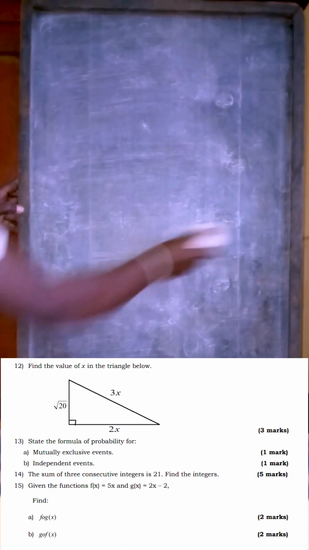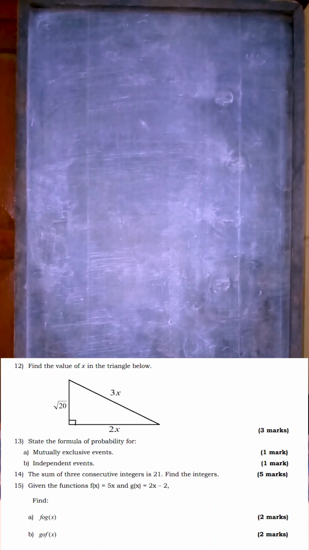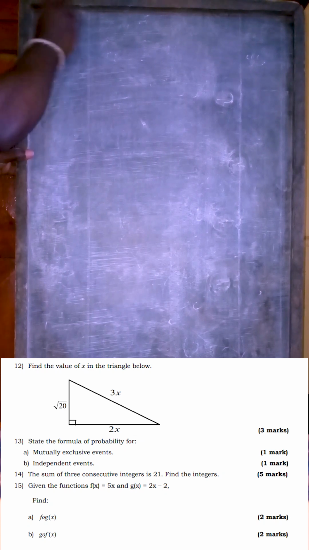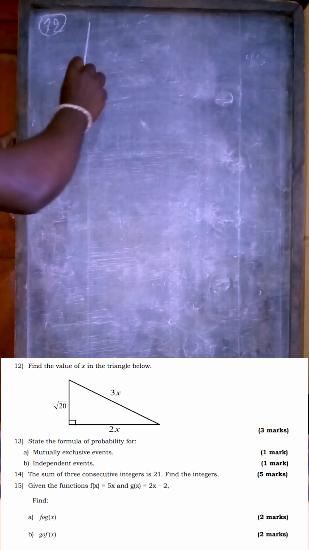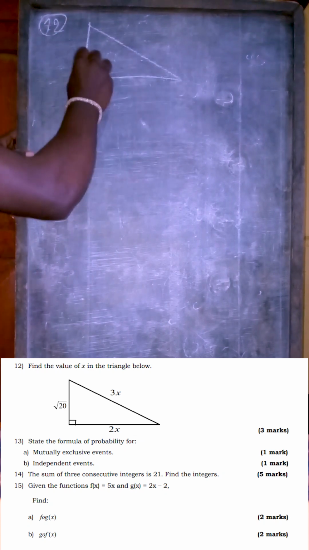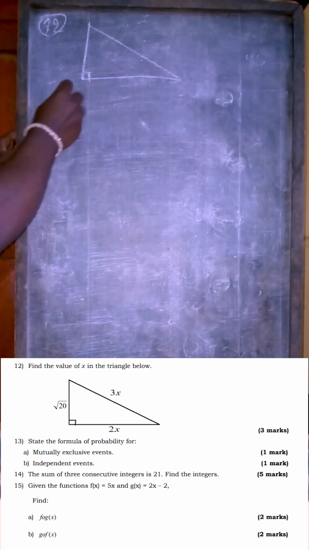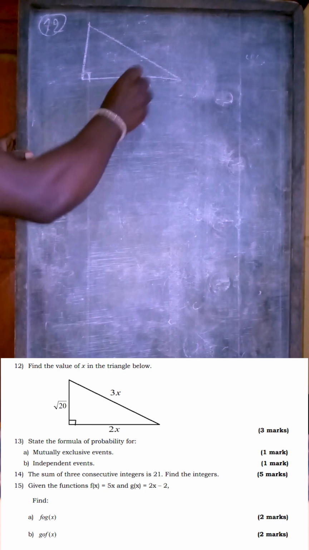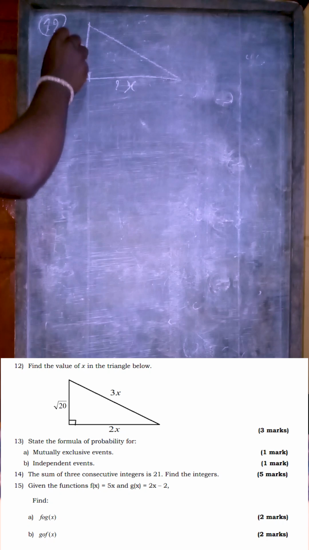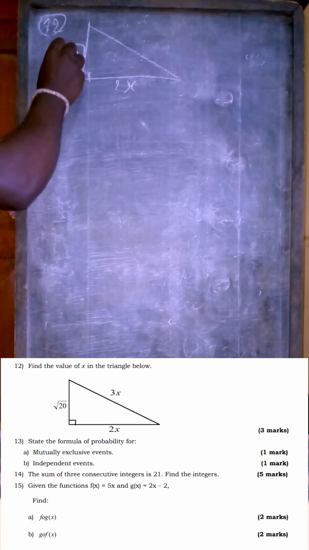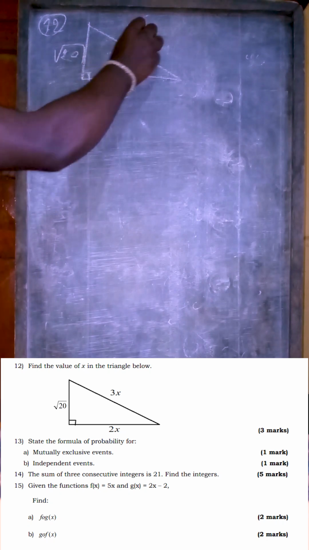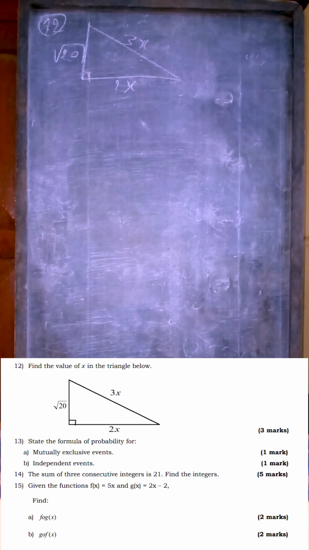Question number 12: the triangle we are given, and we have to find the value of x. The triangle is a right triangle like this, and here we have 2x, square root of 20, and 3x. We have to find the value of x simply because it's a right triangle.